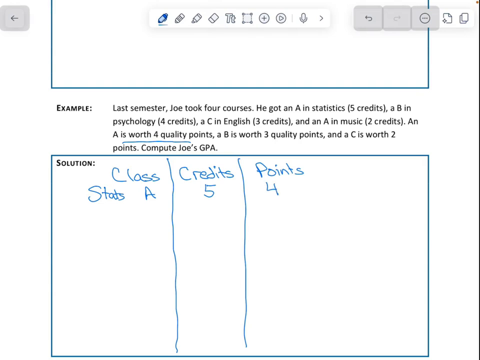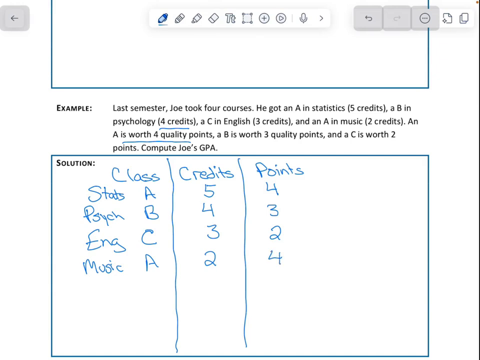The next one is psych. And in psychology, he got a B. Psychology is a 4 credit hour class. And a B is worth 3 points. Then we have English, which is he got a C, 3 credit hours, and a C is worth 2 points. And then we have music, and he got an A in music. Music is a 2-hour credit class, and an A is worth 4 points.